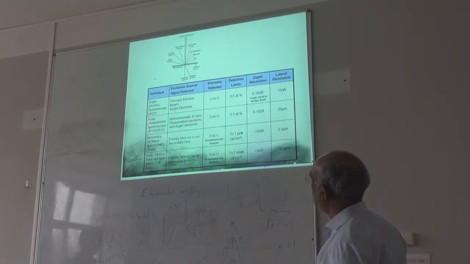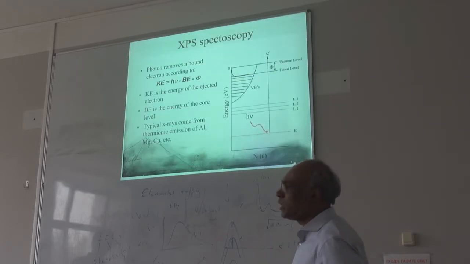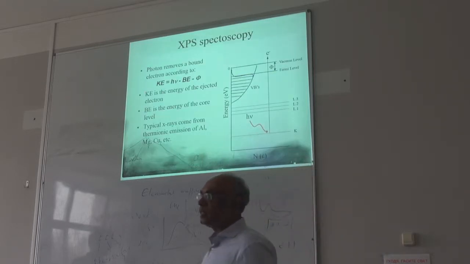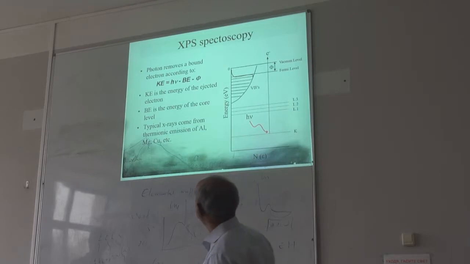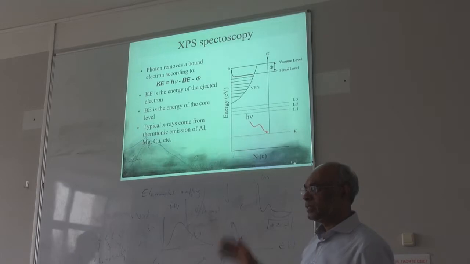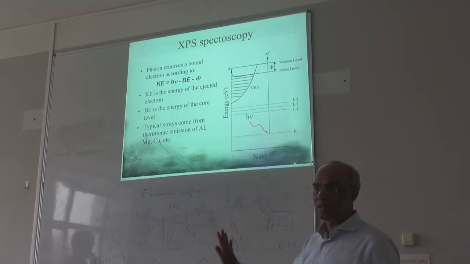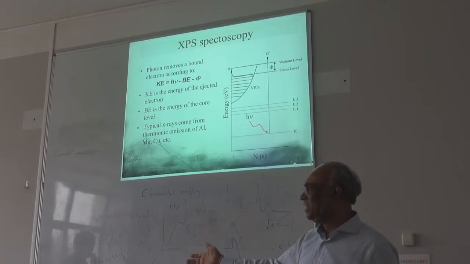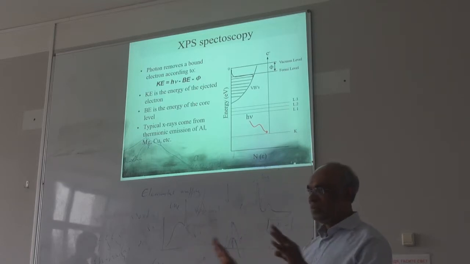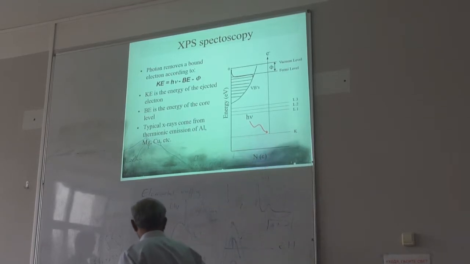So I will talk about this one now, XPS. This is mostly used for surface characterization. XPS is basically where you use X-ray light. Now nothing about electron microscopy, that now is a new thing. We are done with electron microscopy. Now we are going to talk about surface characterization.